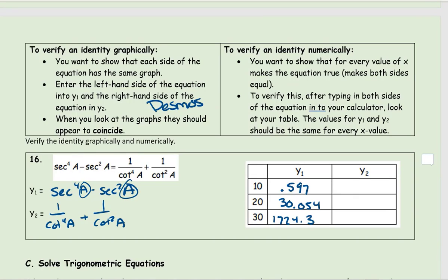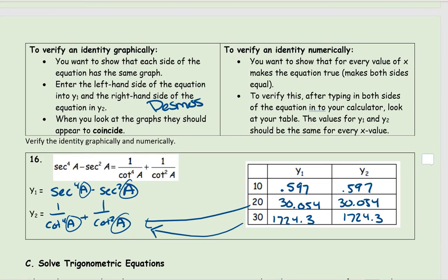Now, if we wanted to look at y2, we would put 10 in for these a's, and you would get 0.597. If you were to put 20 in for both of these a's, you would get 30.054. And if you were to put 30 in for both of these a's, you would also get 1,724.3. And you have now shown that these are all equal, which means we can verify that secant to the fourth a minus secant squared a is equal to 1 over cotangent to the fourth a plus 1 over cotangent squared a.